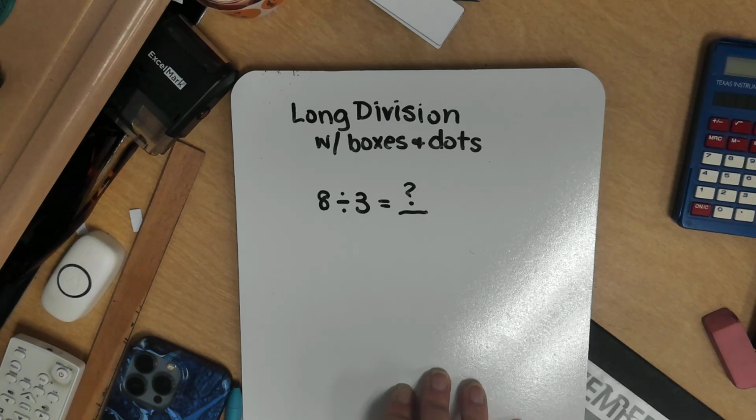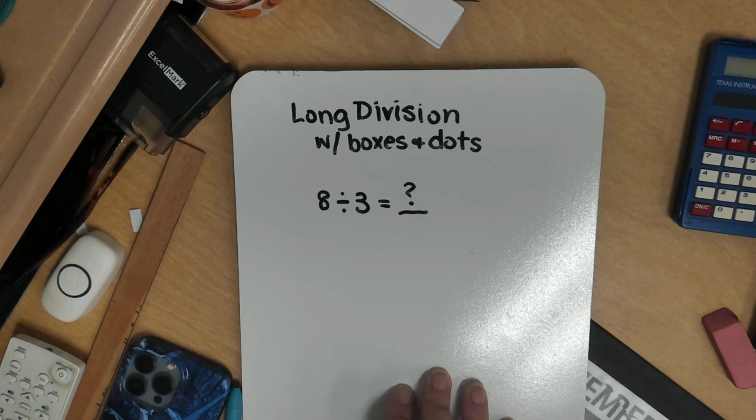So today we are going to be doing a long division problem. We are just starting with the basics for long division, so we are actually going to do it with boxes and dots. And that's going to give us a visual idea on how long division works, and eventually we'll get into the standard algorithm that your parents know how to do. So the problem we're doing first is 8 divided by 3.